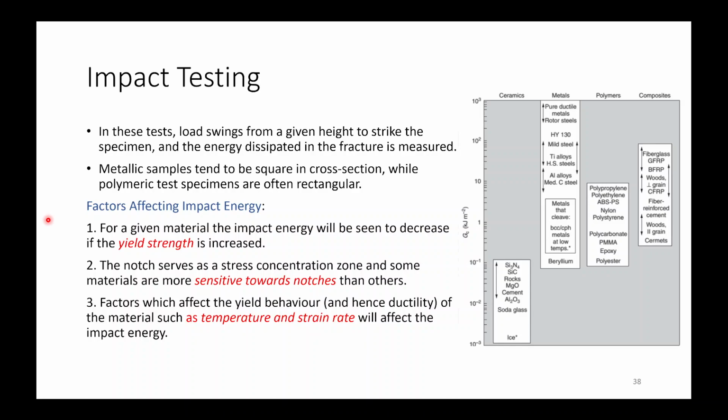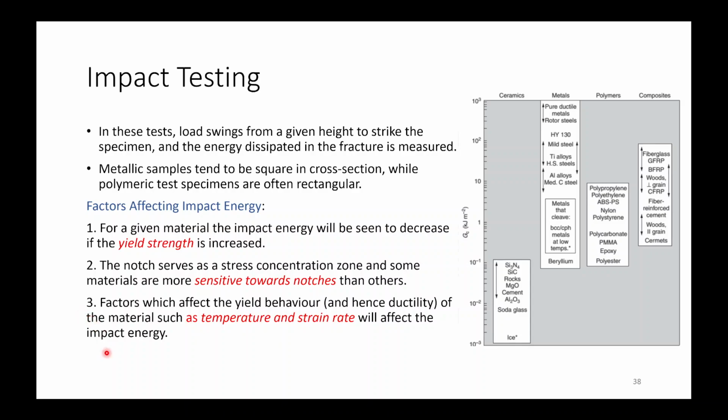Regarding the factors that affect the impact energy for a given material, the impact energy will be seen to decrease if the yield strength is increased. So materials with high yield strength will show less impact toughness. The notch also serves as a stress concentration zone, and some materials are more sensitive towards notches than others. For example, metals are more sensitive compared to polymers.